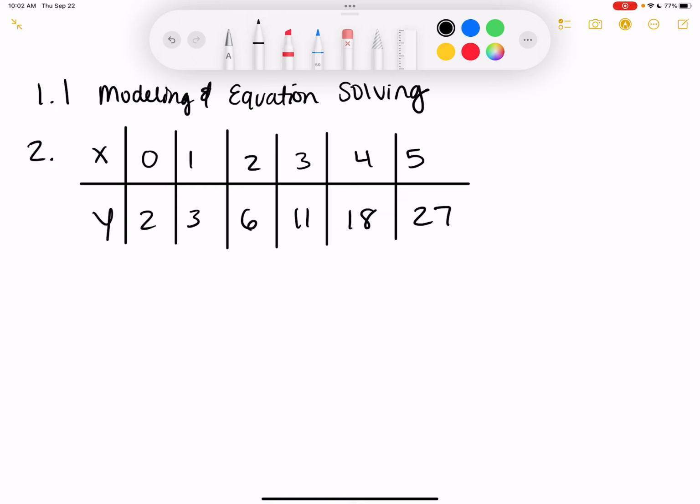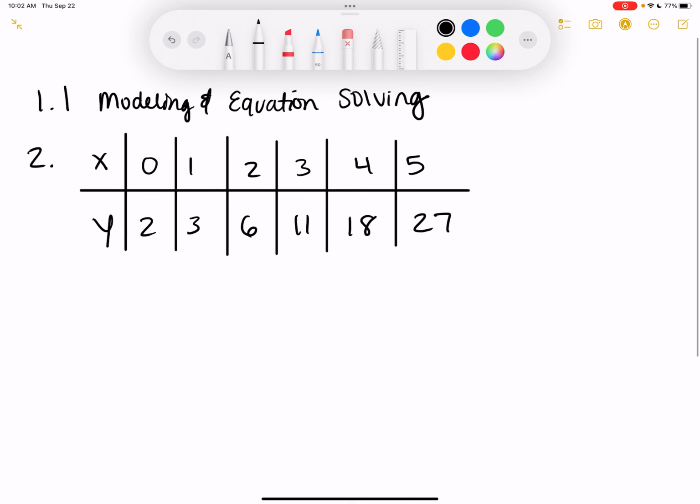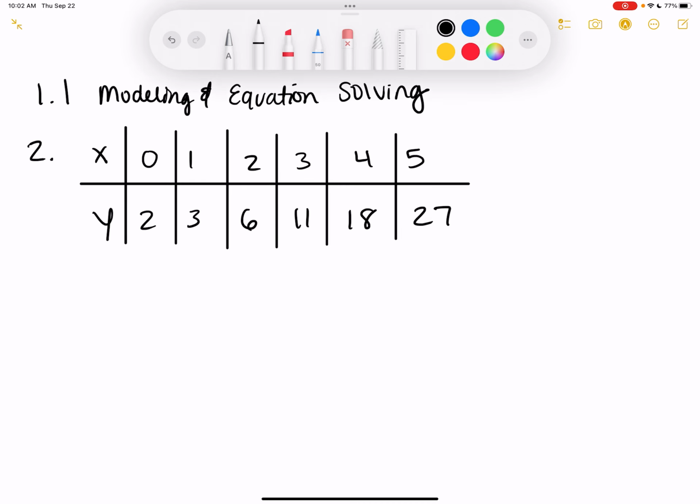And then your L2 is going to be your Y values, so 2, 3, 6, 11, 18, and 27. Stat, clear list, and then hit second stat, and then hit L1, or whatever list has stuff in it.